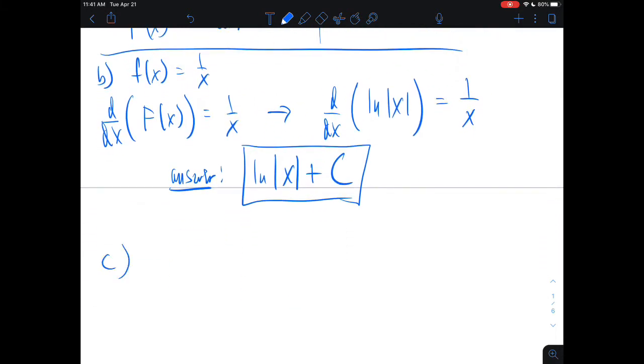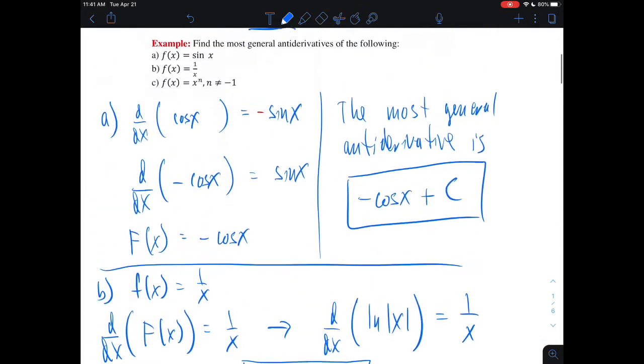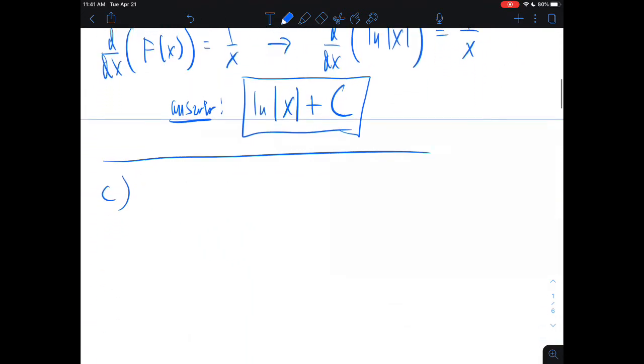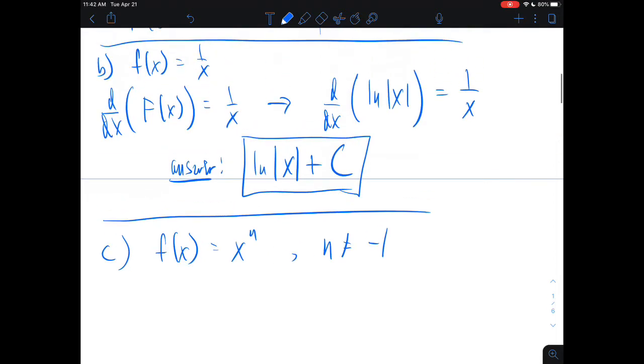And then finally, part C of this example, here f of x is equal to x to the n, where n is not equal to -1. If you think about n being equal to -1, that means x to the -1 power, which means 1 over x. So part C is really just a follow-up to part B.